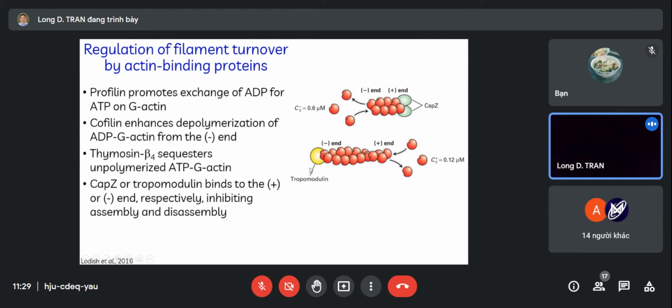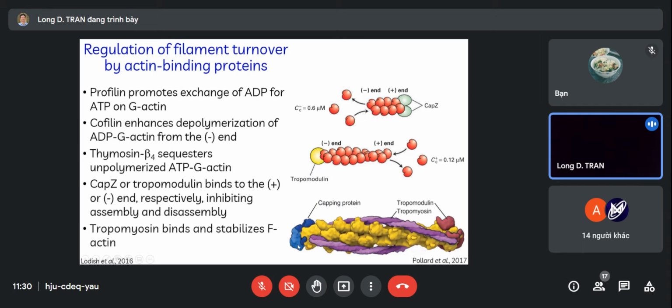Tropomodulin binds to the minus end. Tropomodulin, I probably said about it. Tropomodulin binds to the minus end, and when it binds to the minus end, it also stabilizes the minus end. So you could expect that actin with tropomodulin at the minus end and CapZ at the plus end could have a stable length. The length will not change.